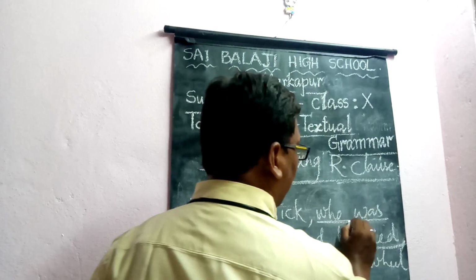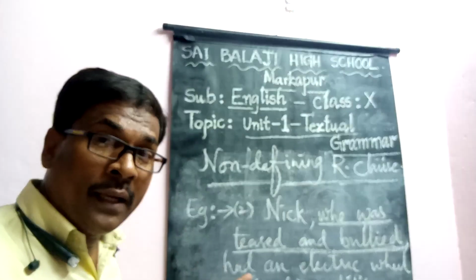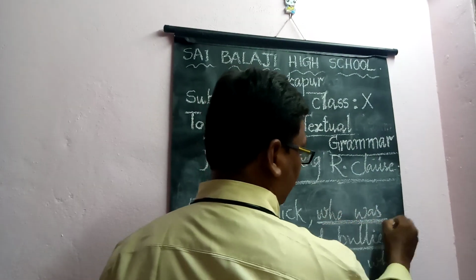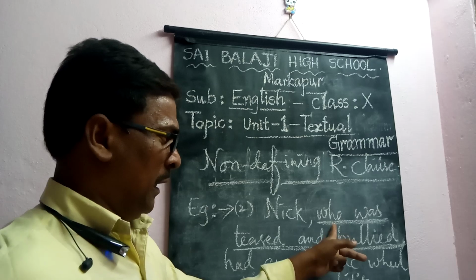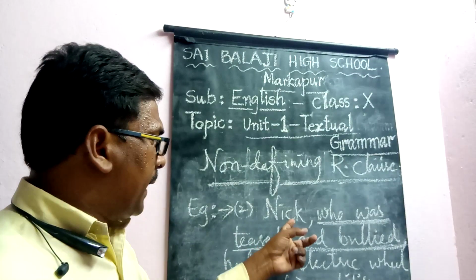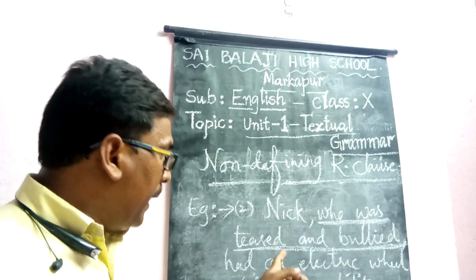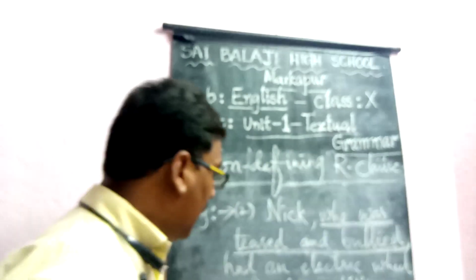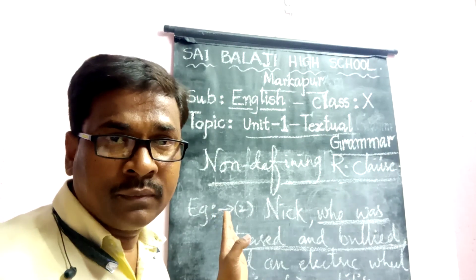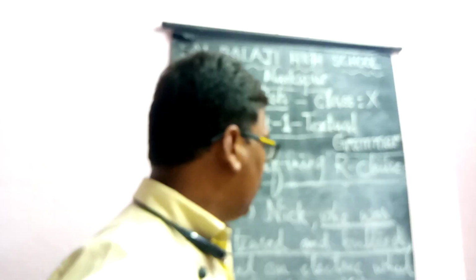So apply the formula here. How can we find whether it is defining or non-defining? You just apply the formula. You remove the relative clause part for a while and read the sentence. Nick had an electric wheelchair for mobility. Is there any clarity or not? Yeah, we have clarity. We have full clarity.